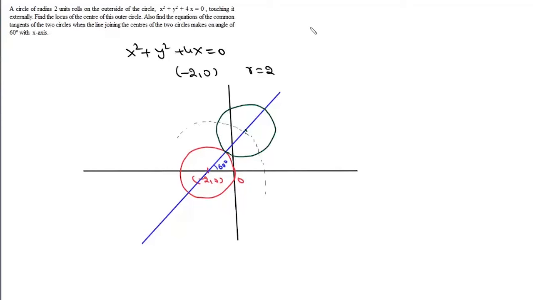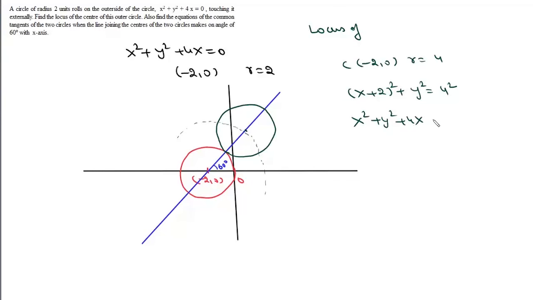So the locus of its center will be a circle with center at (-2, 0) and its radius will be 2 plus 2, that is 4. So its equation will be (x + 2)^2 + y^2 = 4^2, or simply x^2 + y^2 + 4x - 12 = 0.